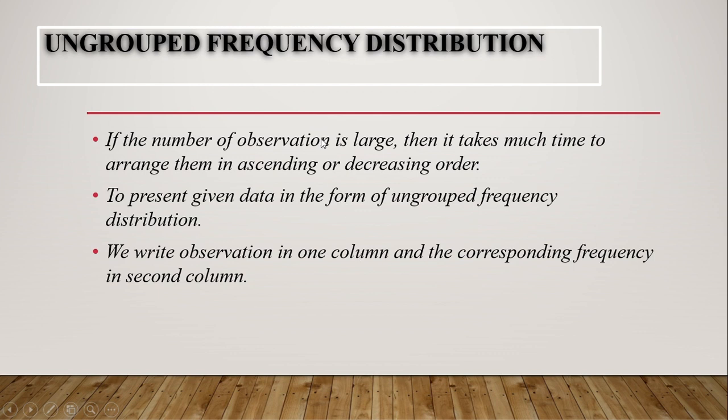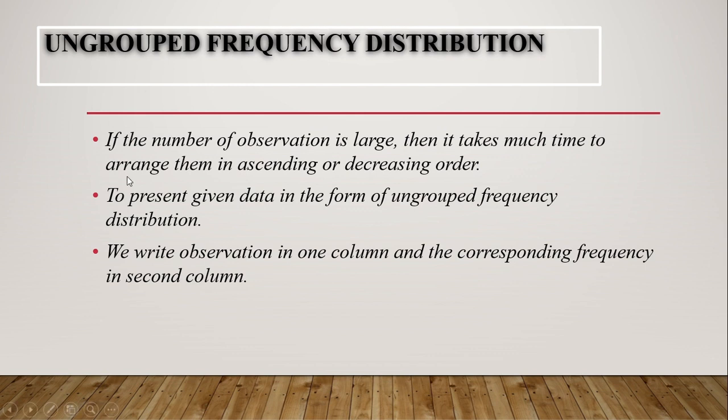Next, we'll go with the ungrouped frequency distribution. If the number of observations is large, then it takes much time to arrange them in ascending or descending order. In this case, data can be easily presented by using the frequency distribution method. To present given data in the form of ungrouped frequency distribution, or simply a frequency distribution table, we write observations in one column and the corresponding frequencies in the second column.